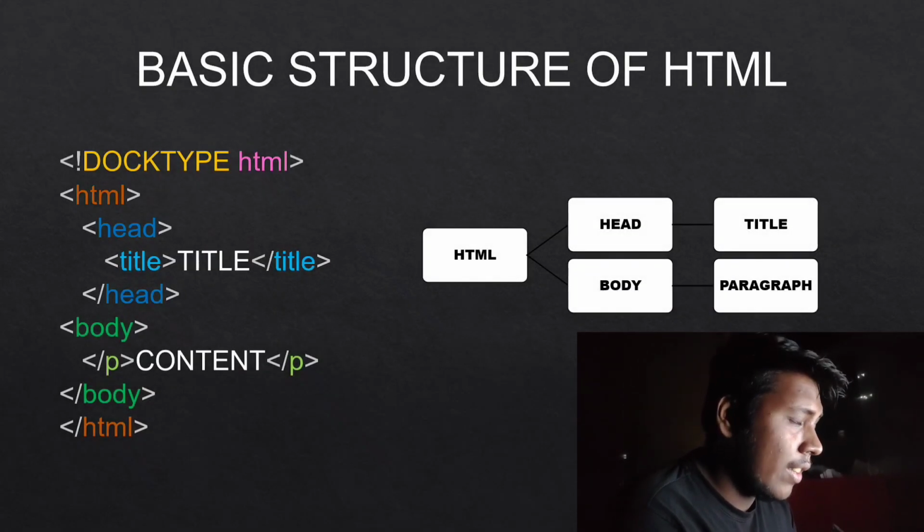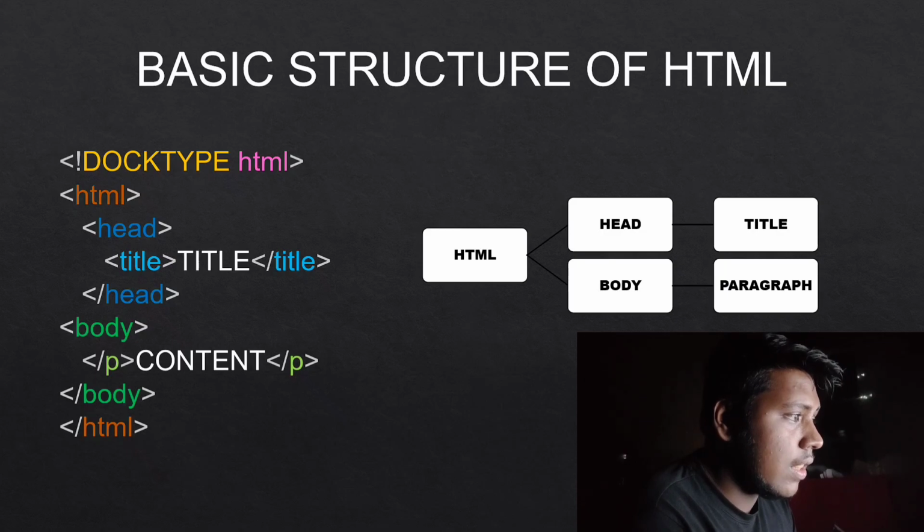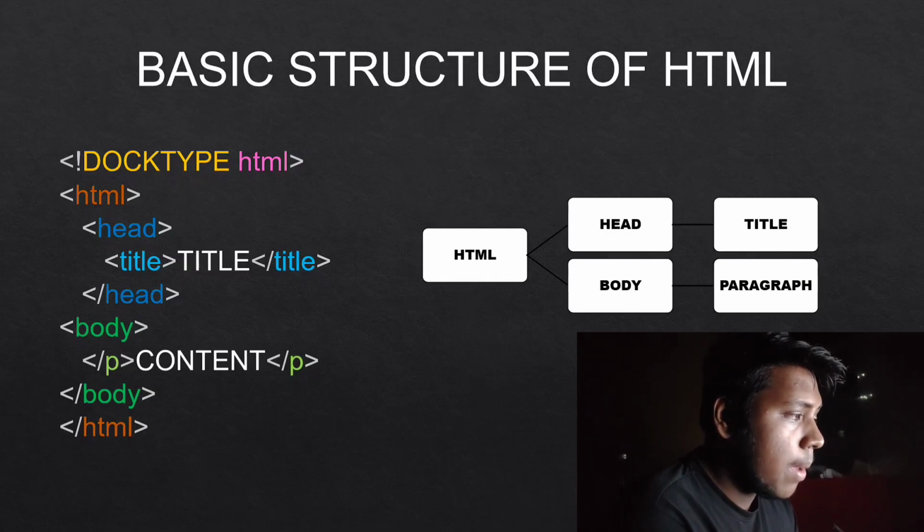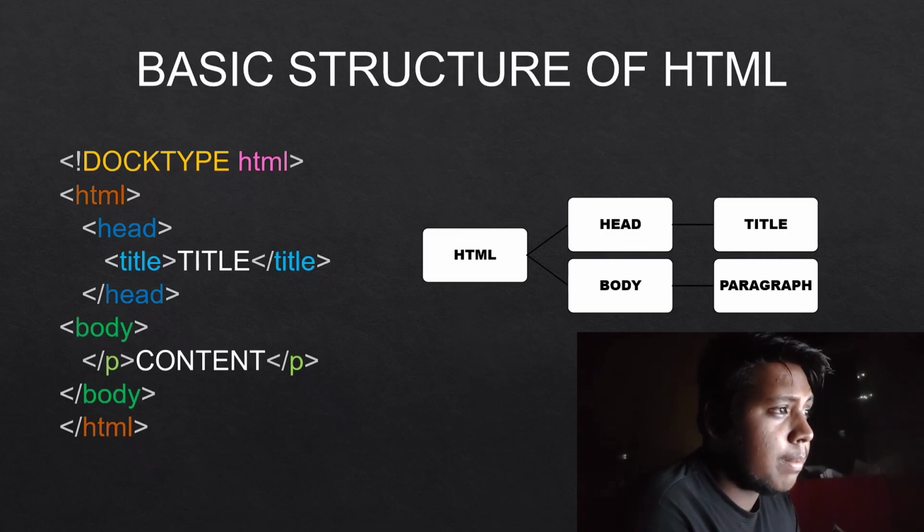So what you are seeing in front of you is the basic structure of HTML. As you can see, there is an HTML container tag in the very beginning, within which there are 2 more container tags, head and body. Inside the head container tag there is another container tag which is title, and there is an enclosed content within the title. And in the body there is another container tag which is paragraph, and within the paragraph there is another enclosed content.